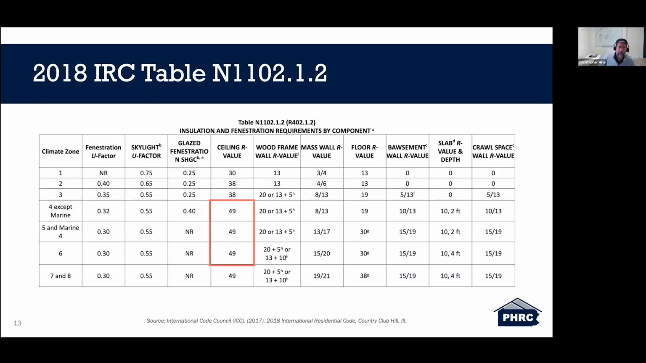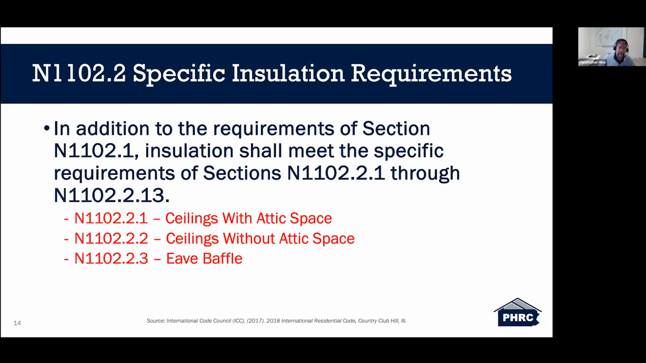Looking at table N1102.1.2, which is the insulation and fenestration requirements by component. This table, again, is right out of the 2018 IRC. And as you can see here, for climate zones 4, 5, and 6, where we are here in Pennsylvania, our attic insulation or our ceiling R-value is R49 for all 3 climate zones within Pennsylvania.